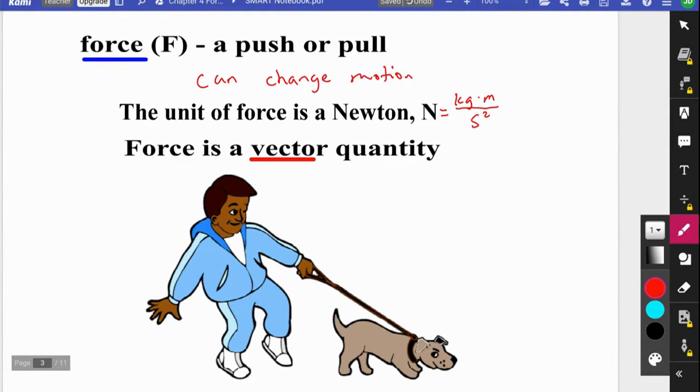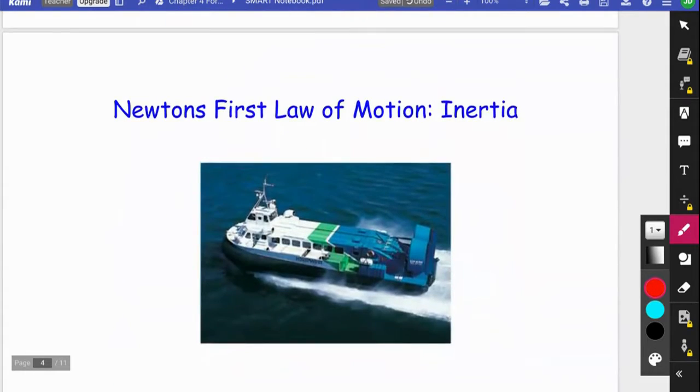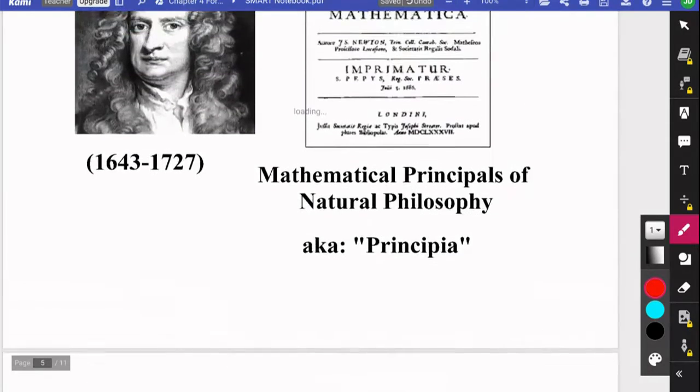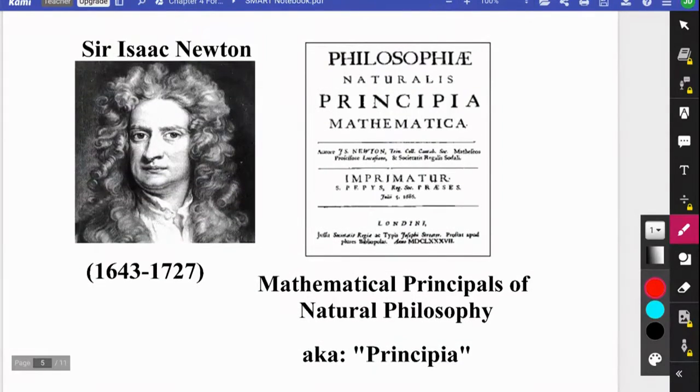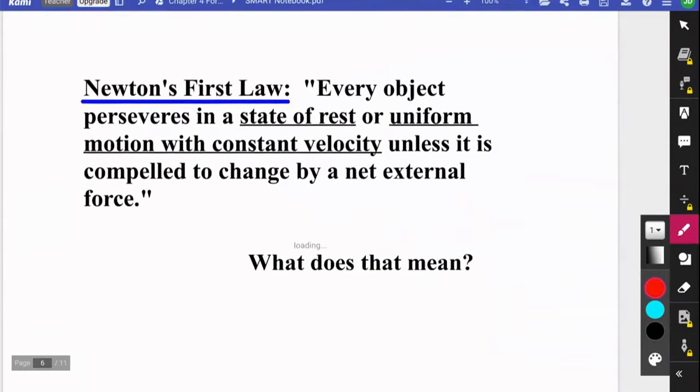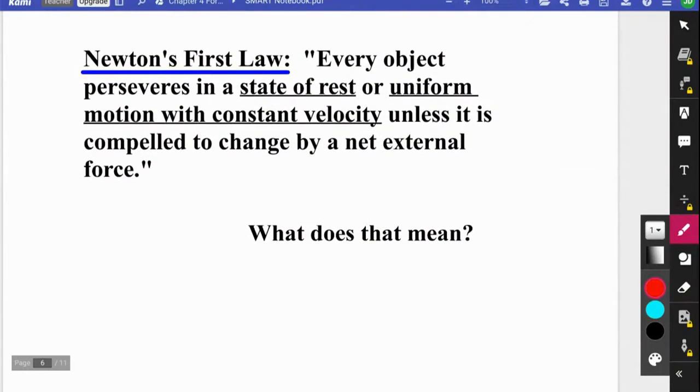So that is what a force is. Now, let's specifically talk about Newton's first law of motion, which is called the law of inertia. So here's what Isaac Newton said. There's a picture of him, and he published this and several other laws of motion in his famous book, The Mathematical Principles of Natural Philosophy, or Principia is what it's sometimes called. The first law of motion that he described was: every object perseveres in a state of rest or uniform motion with constant velocity unless it is compelled to change by a net external force.